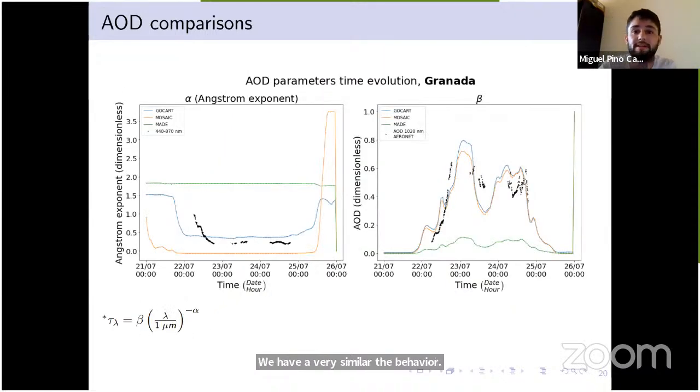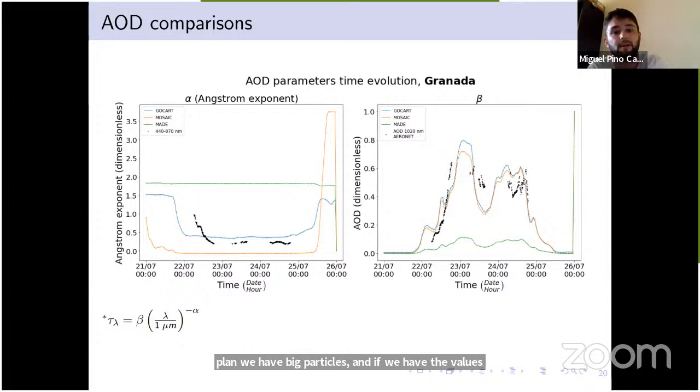So now, to better understand the aerosol optical depth wavelength dependence, we will use the equation in the lower left corner, and we will study the parameters beta and alpha. Alpha is known as the Angstrom exponent, and it gives a measure of the size of the particle. So if we have low values for the Angstrom exponent, we have big particles, and if we have big values for the Angstrom exponent, we have small particles.